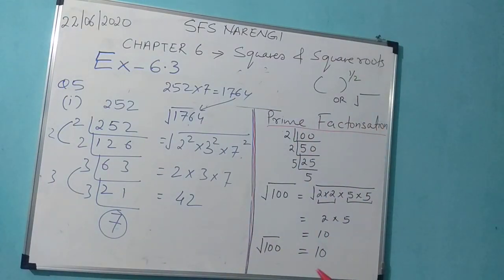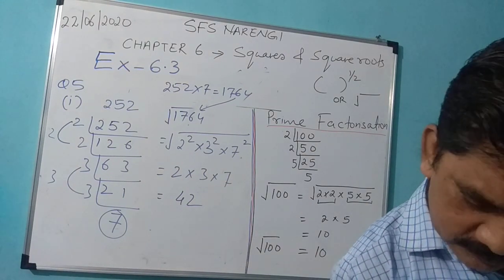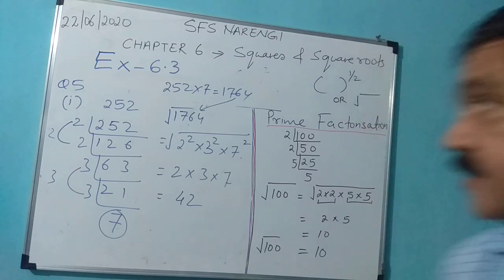Okay, my dear students, this was question number 5. Question number 6 is based on division. So what number has to be divided so that the number is a perfect square? I am giving question number 6 as homework. Now let me go to question number 8. Clear?